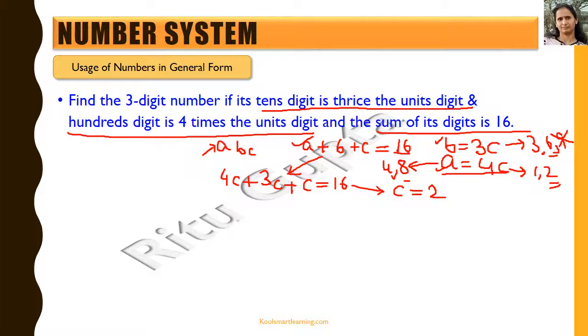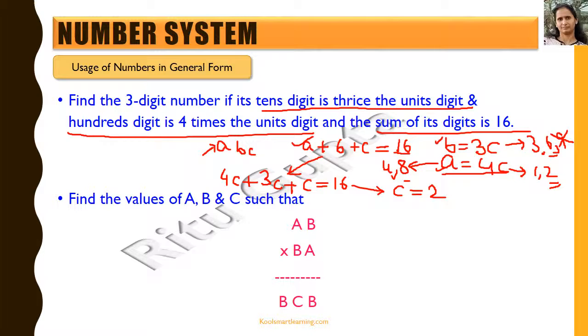Let's look at another example of the usage of numbers in general form. We have to find the value of A, B and C such that AB multiplied by BA gives us BCB. Now it is important to see that we are not given any of the numbers here. The digits are actually replaced with the alphabets.